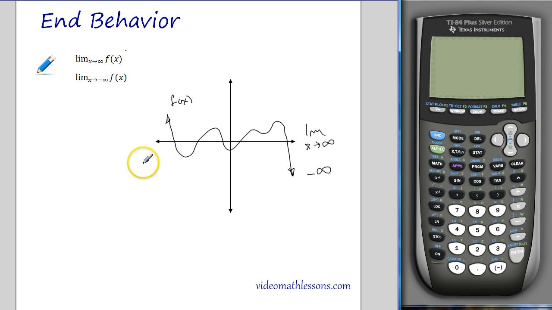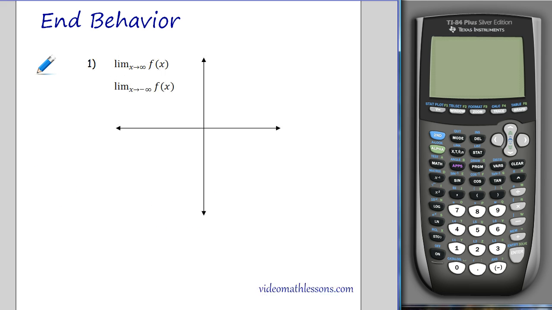Let's look this way. What is the limit as x goes to negative infinity? Where's the graph heading? When we head this direction to the left, the graph is going up to positive infinity. So the limit as x goes to negative infinity is positive infinity. And that's pretty much it. So let's take a couple problems here.